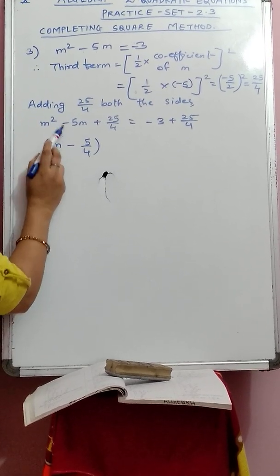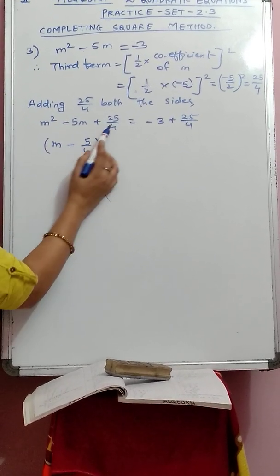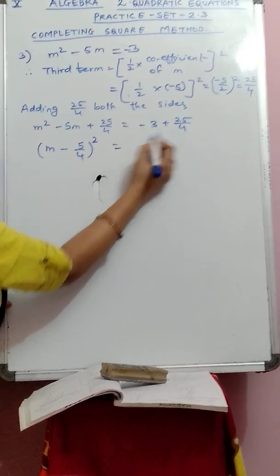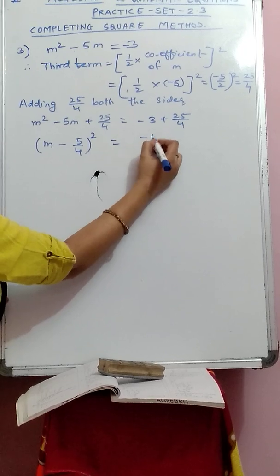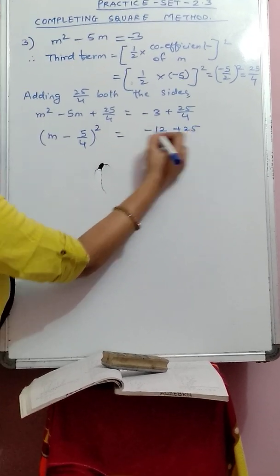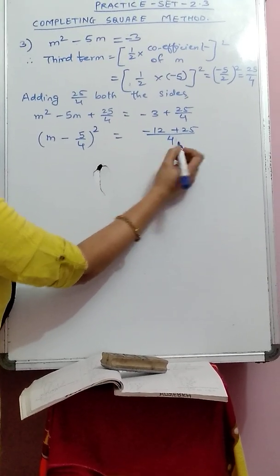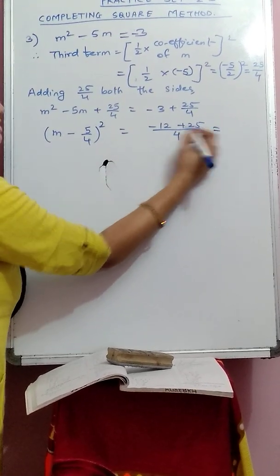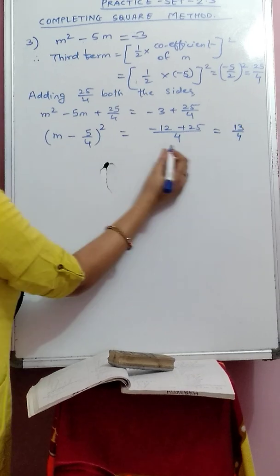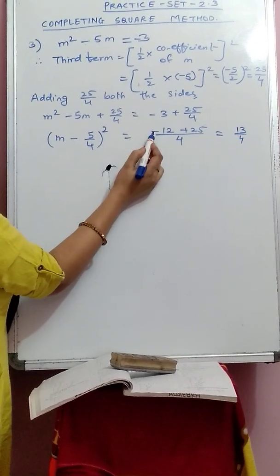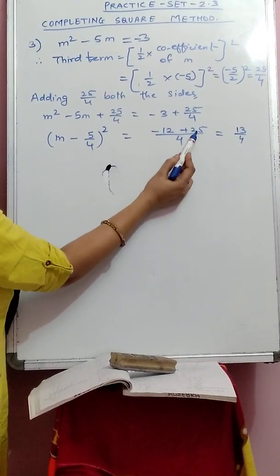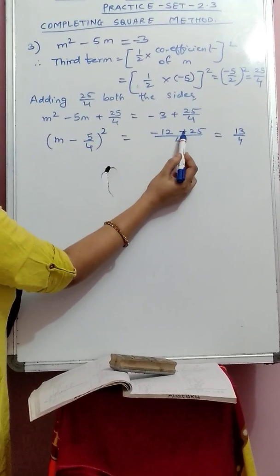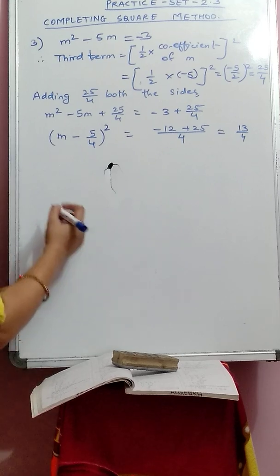The square root of m square is m, the sign of the middle term is minus, then the third term's square root is 5 upon 4 whole square. And it is, see, minus 3 into minus 4 is minus 12 plus 25 upon 4. Okay, minus 12 plus 25, what is this? This is 13 upon 4. Subtract 12 from 25, you will get 13, and the sign of the bigger number is plus, so I got 13 upon 4.